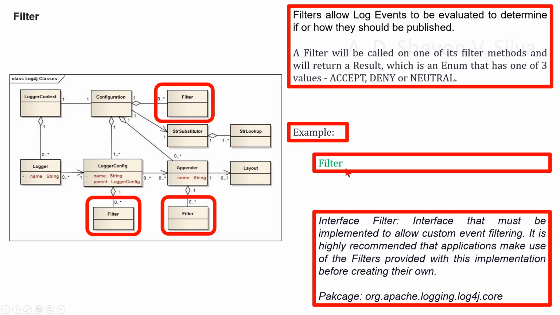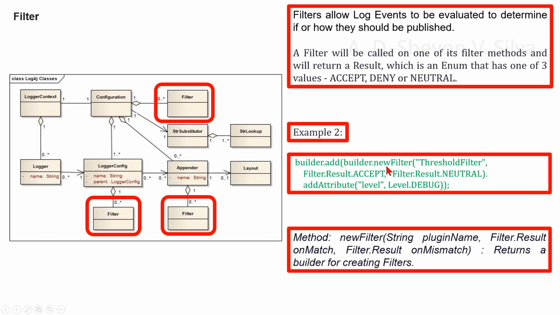We can consider the interface Filter. This is the interface that must be implemented to allow custom event filtering. It is highly recommended that applications make use of the filters provided with the implementation before creating their own. This is in package org.apache.logging.log4j.core.